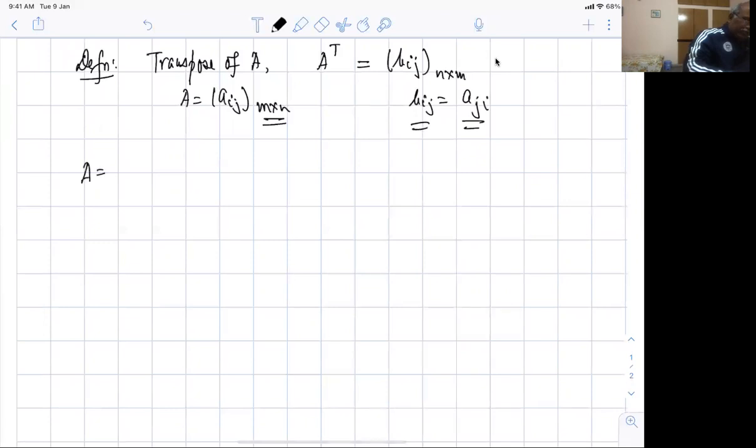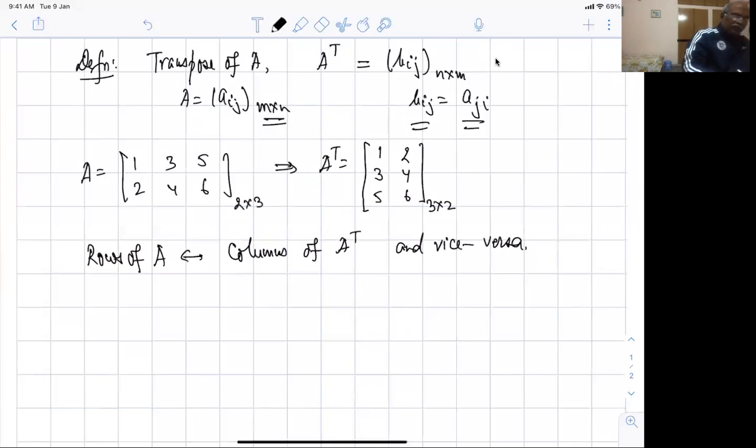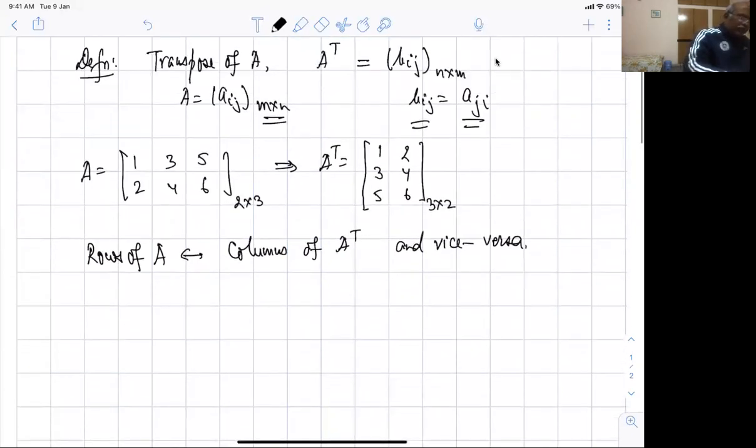If A is 1, 2, 3, 4, 5, 6, then A transpose is going to be, so it is a matrix of size 2 cross 3, this will become 3 cross 2. So 1, 3, 5 here and 2, 4, 6 here. This is the 3 cross 2 matrix. So what we are saying is that rows of A become columns of A transpose and vice versa. That is, the columns of A become the rows of A transpose. So that's the idea of transpose of a matrix.